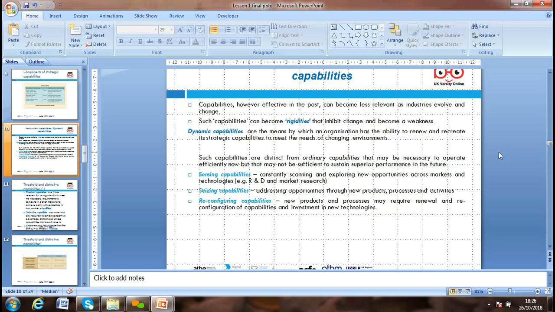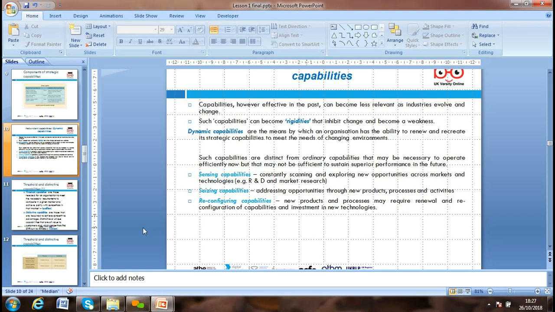There are different sorts of capabilities. Sensing capabilities means constantly scanning and exploring new opportunities. So we say, you're capable, but for how long? You need to sense it and carry on exploring, for example through research and development. Seizing capability means addressing the opportunity through new product approaches. Configuring capability means new products and processes may be required to renew. This all comes under capabilities. Any questions?